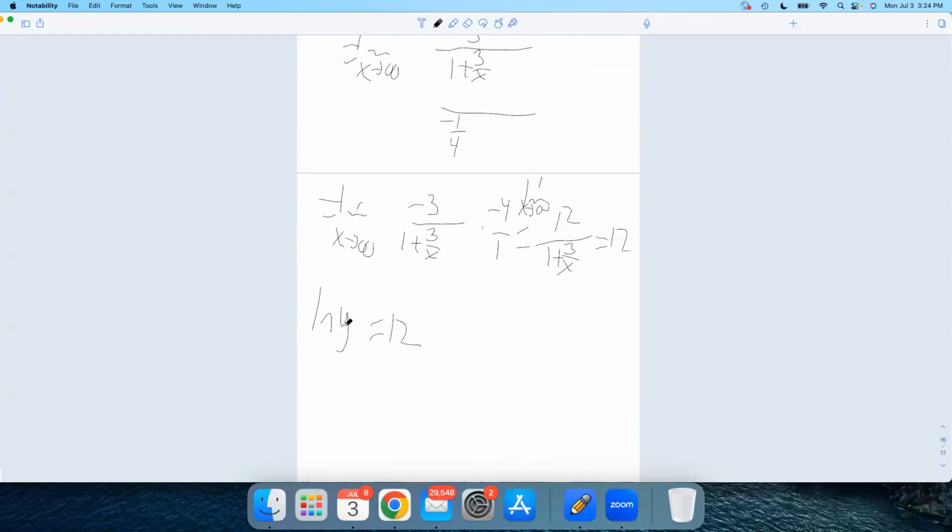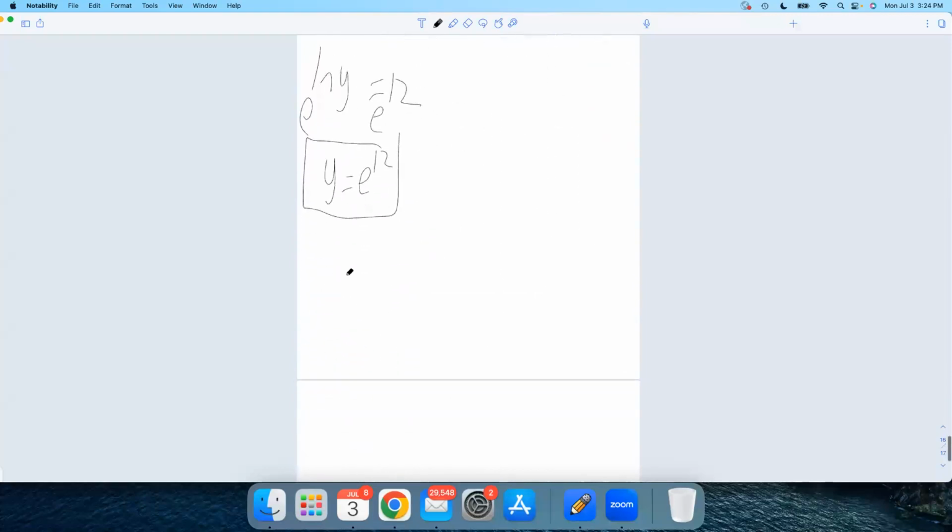That wasn't y, that was natural log of y. Make both sides powers of e, and you get y equals e to the 12th. That's the limit. Now, this may look familiar to you. You may recall that by definition, the number e is defined to be the limit as x approaches infinity of 1 plus 1 over x to the x power. That's the definition of e.